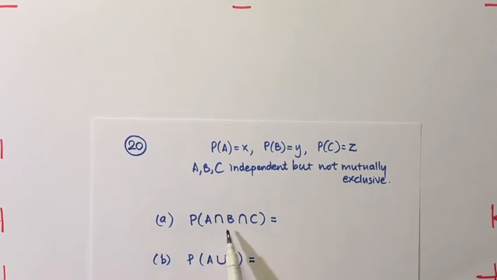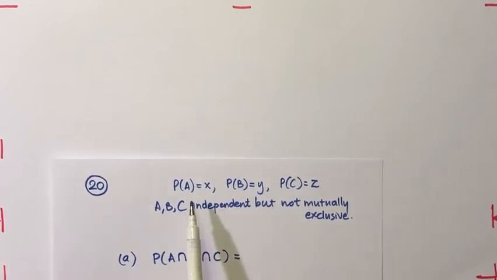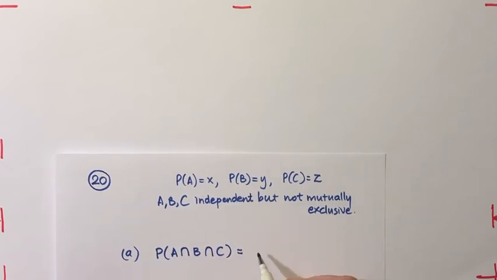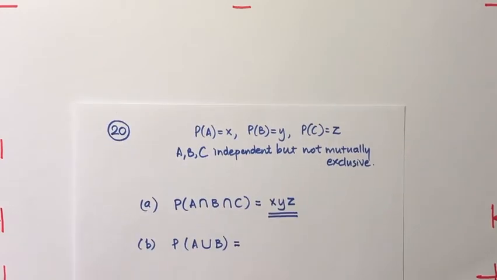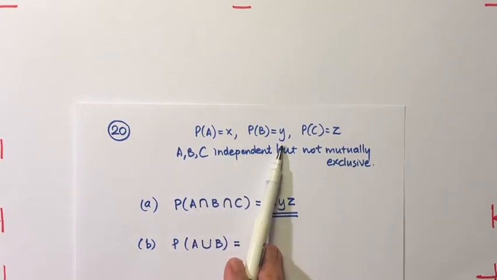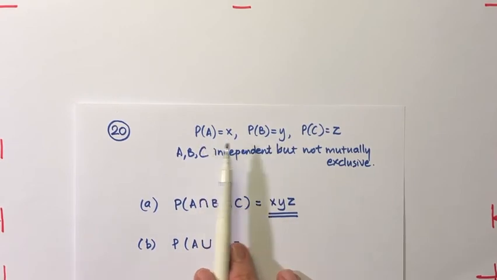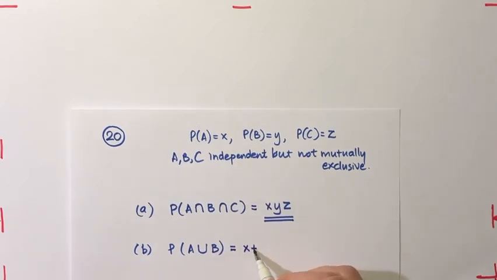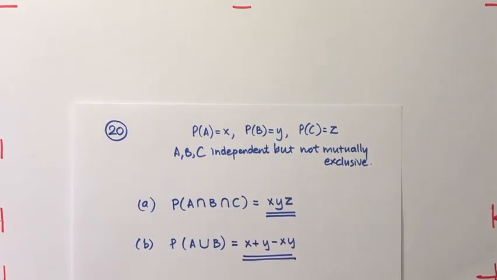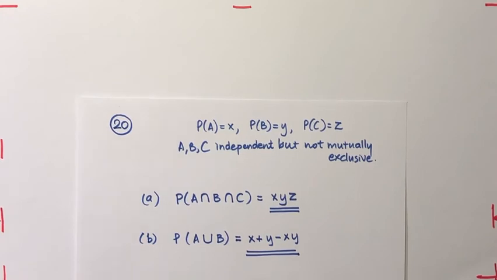So now we come back to the question proper. Based on what we've learned, P(A intersection B intersection C) is just P(A) times P(B) times P(C). So that would just be X times Y times Z. And that's the answer. P(A union B), however, is going to be P(A) plus P(B) minus P(A intersection B), which we know is just P(A) times P(B). So that's going to be X plus Y minus XY. And that's the answer for part B.